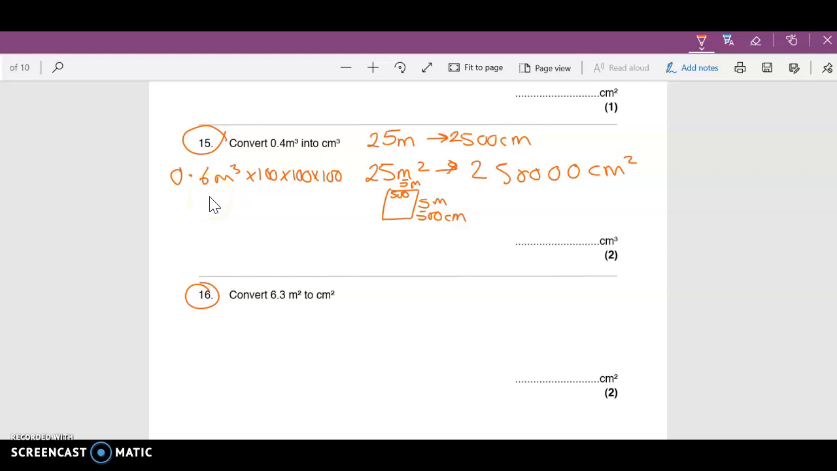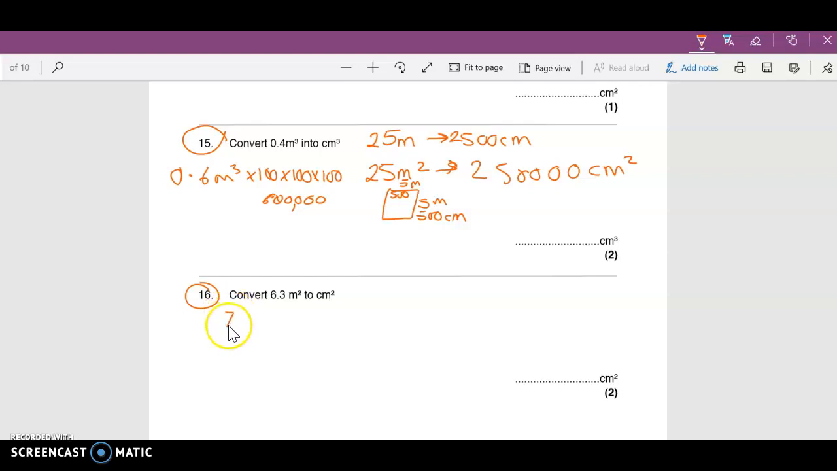So 0.6 times 100 is 60, so that's our first one. Then times by another 100 takes us up to 6,000. And then times by another 100 puts another 2 zeros on, which takes us to 600,000 centimeters cubed.